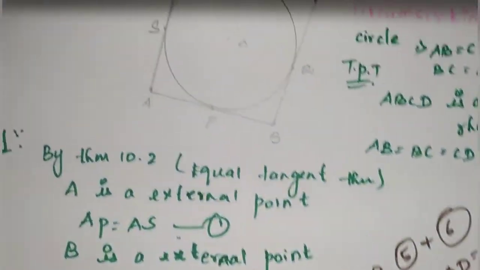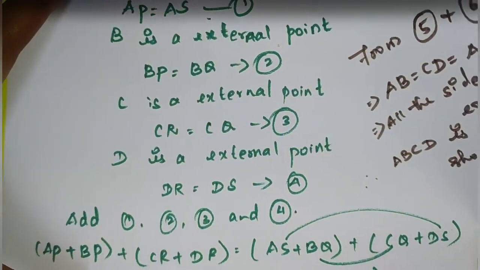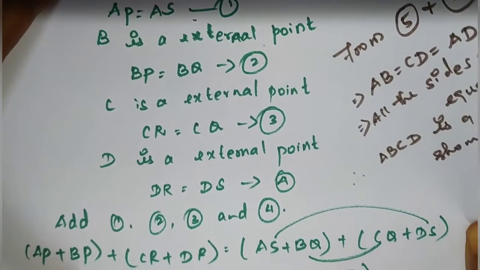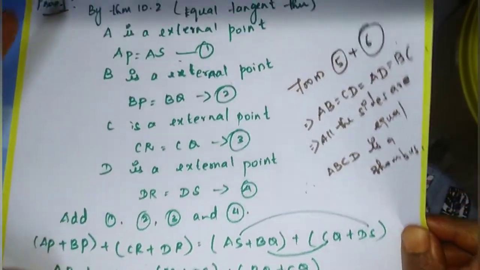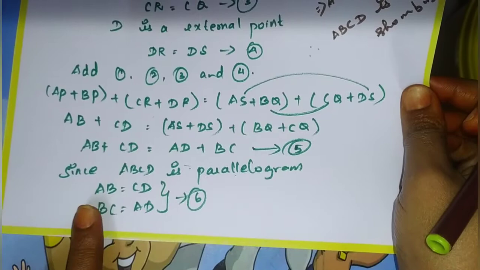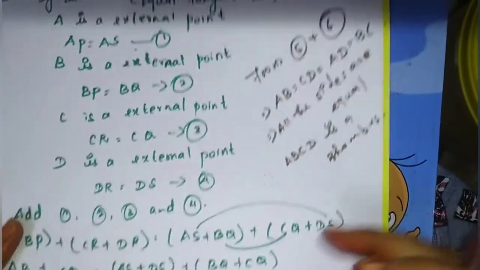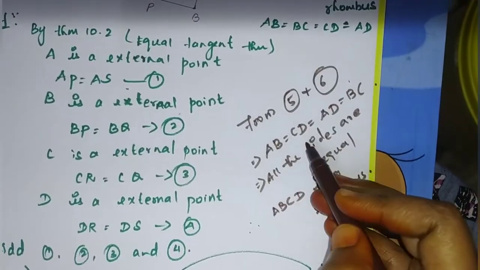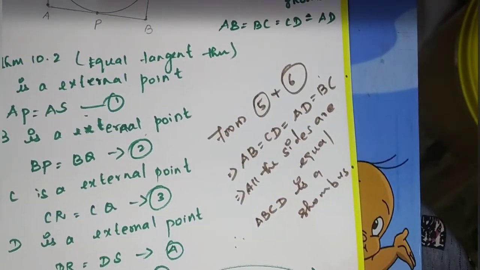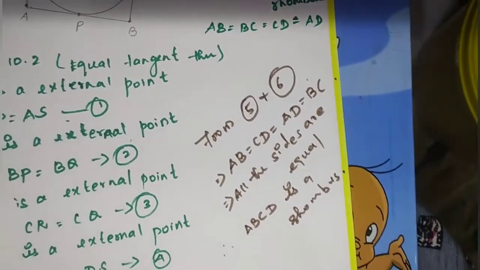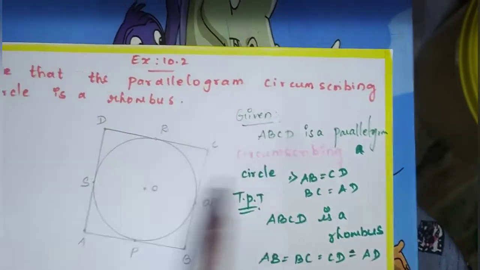So till this we know already. In the 9th problem we have seen, no? The same you have to prove till this. After that, since ABCD is a parallelogram, AB is equal to CD and BC is equal to AD. Then from these two, AB is equal to CD is equal to AD is equal to BC. All the sides are equal. Then ABCD is a rhombus. Hence we proved that the parallelogram circumscribing a circle is a rhombus. Clear, children?